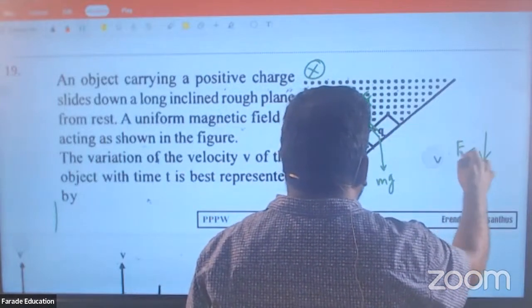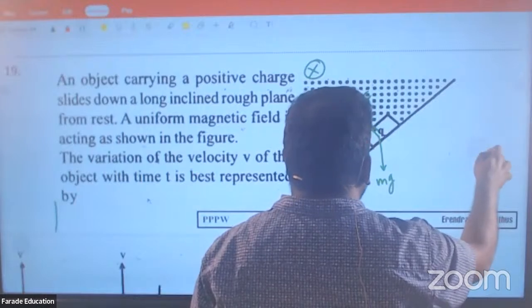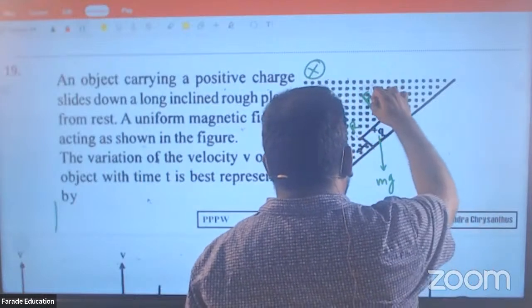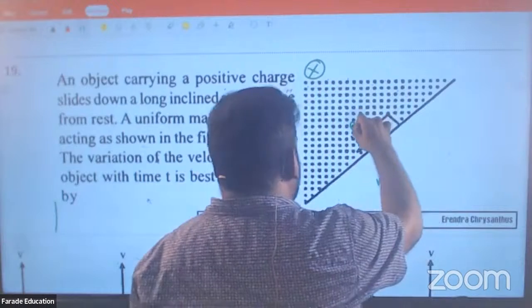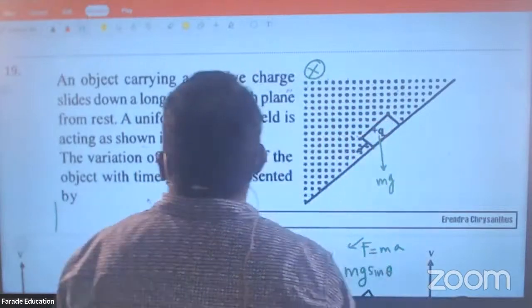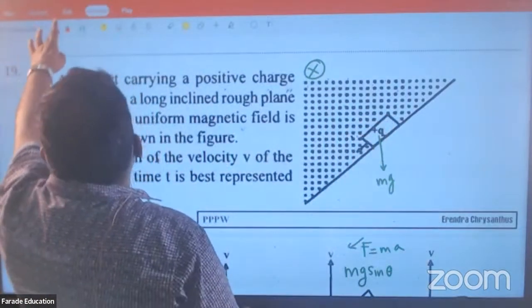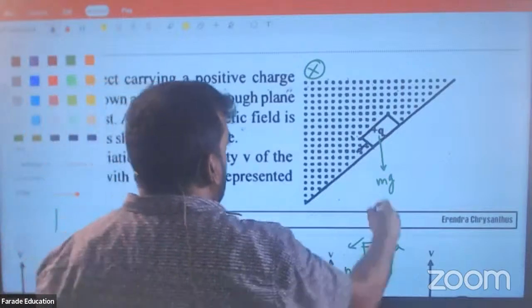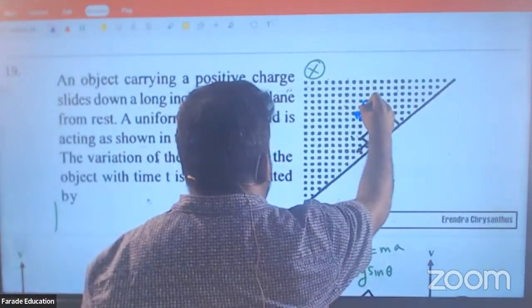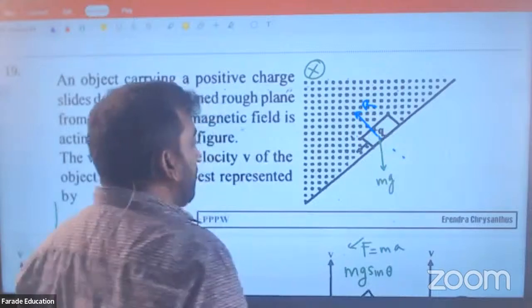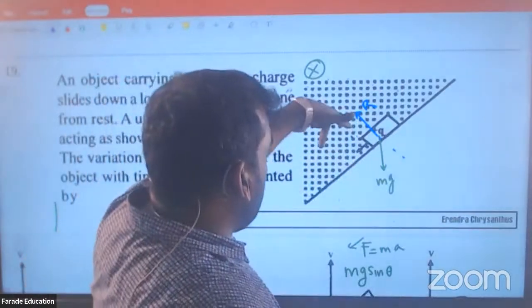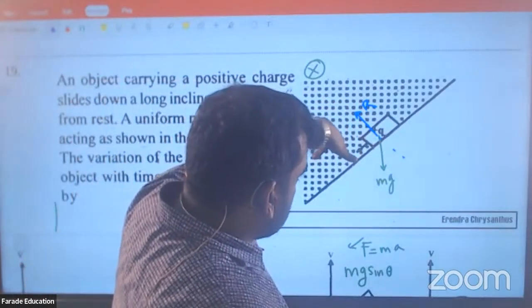Here induced EMF can't occur. So it's not a closed loop or a circuit. Induced EMF, here it's a charge. So charge moving in a magnetic field. Here normal reaction is there. Fleming's left hand rule. Field, positive charge, current, force.